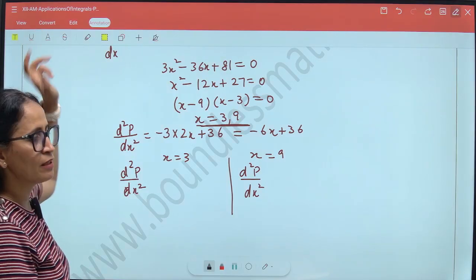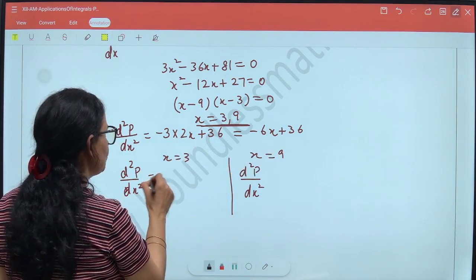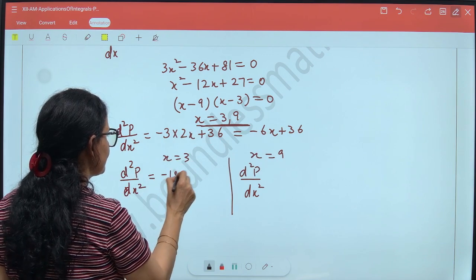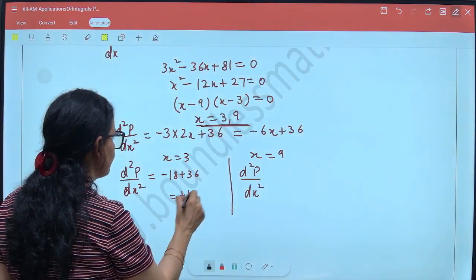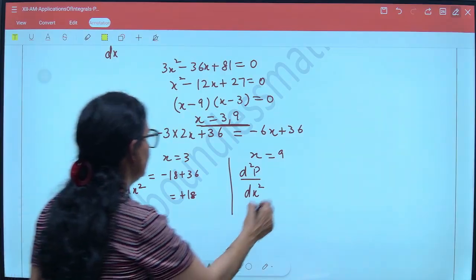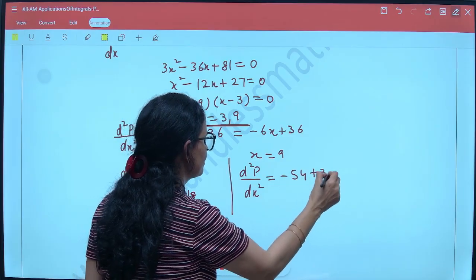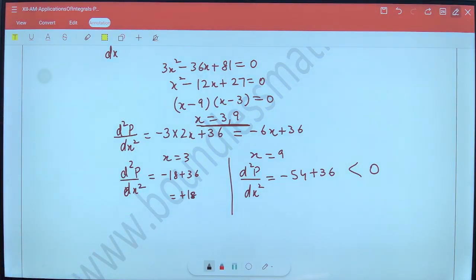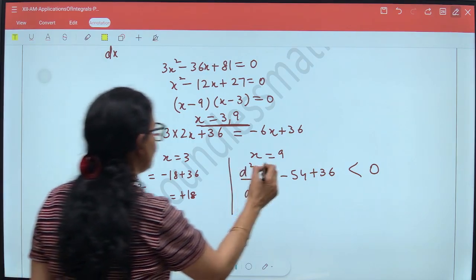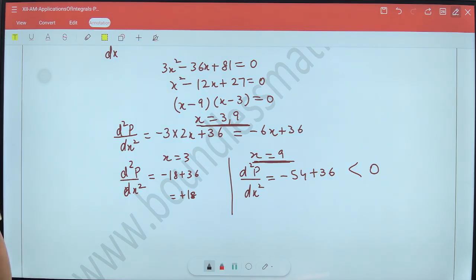So question says when the profit is maximized. So let's put x as 3 here. So you are going to get it as 6 3s are 18, minus 18 plus 36. So it is plus 18. That means this is not the condition we are looking for. Let's put x as 9. 6 9s are 54, minus 54 plus 36. In this case we have less than 0. So when the second derivative is less than 0, that means the profit is maximized at x is equal to 9. So the profit is maximum when the value of x is 9.